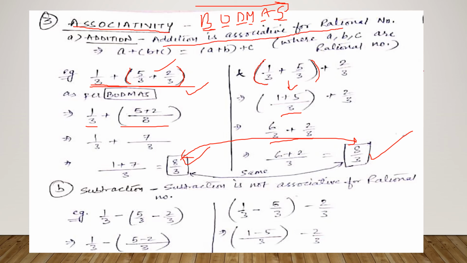In the case of subtraction, it is not associative. That means here if we change the position of brackets, the answer will also change. So you can see in this case the bracket is on the second and third, in this case on the first and second. The answers obtained in the two cases, we will see in the next part, will be different. Let's see.